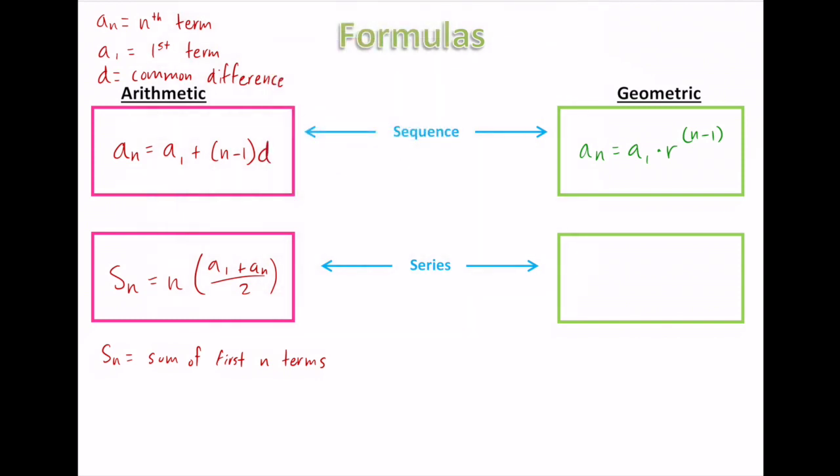And lastly, we have our geometric series. So S of n is equal to a1 minus a1 times r to the nth power, over 1 minus r. Oh, and I almost forgot this. R is our common ratio. So it's what you multiply by to get to the next number.